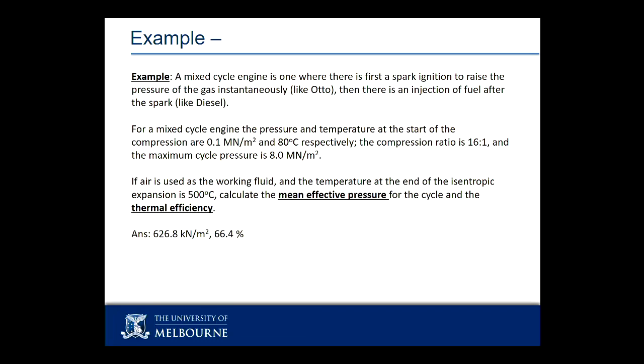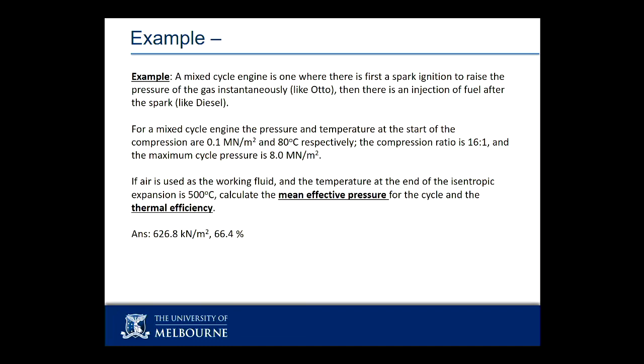We define the cycle with the start of compression being 80 degrees and 1 atmosphere again, compression ratio 16 to 1, maximum cycle pressure of 80 atmospheres, and if I'm using air, the temperature at the end of the isentropic expansion is 500 degrees. So that's on my way back down to the exhaust process. Work out the thermal efficiency and the mean effective pressure. Mean effective pressure is going to be net work over delta V, which means I'm going to need to determine my net work.